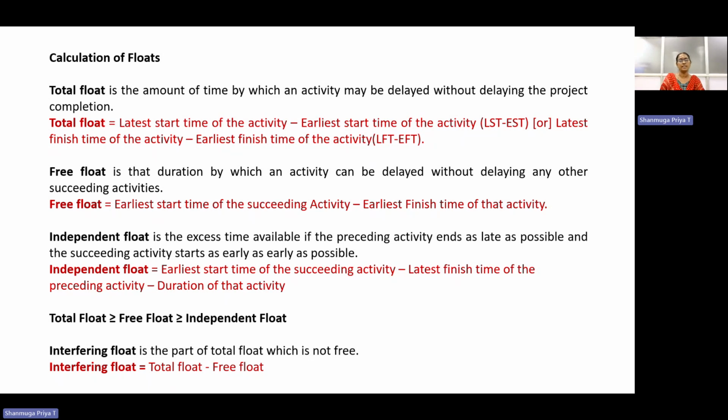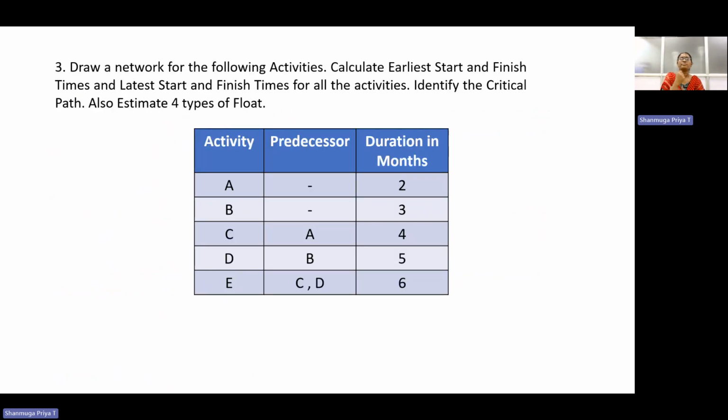This is the calculation of the float. Four different types of float calculation. Now we are going to see the problem. First we have to draw the network construction.